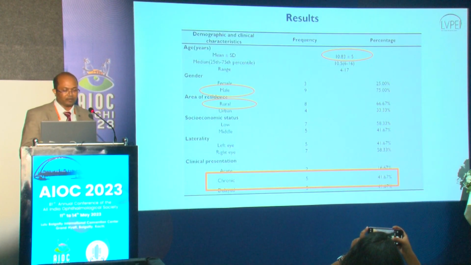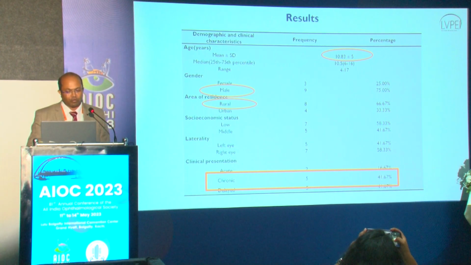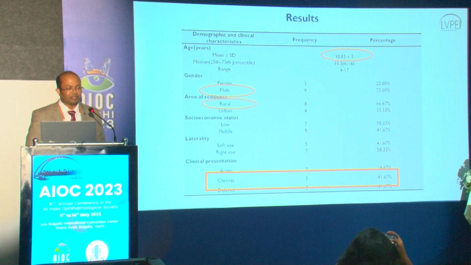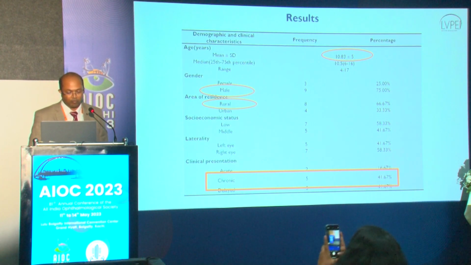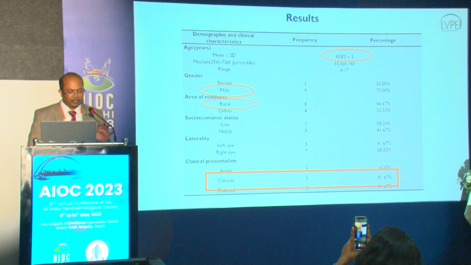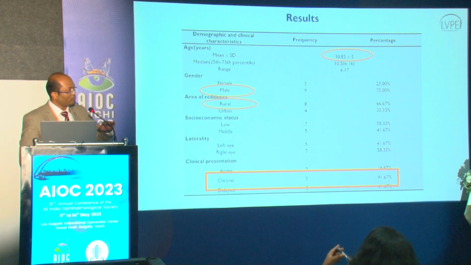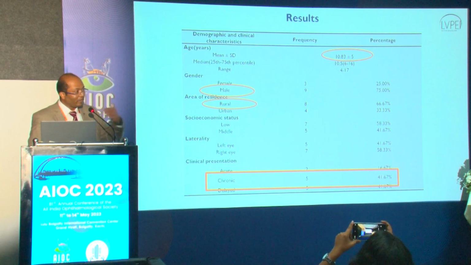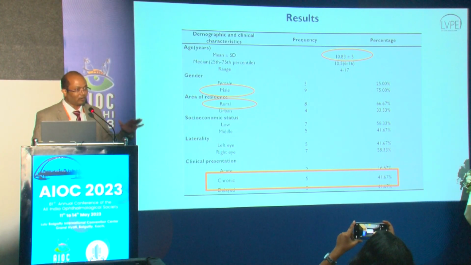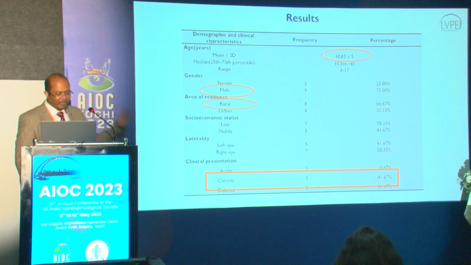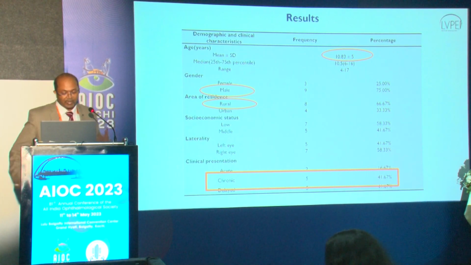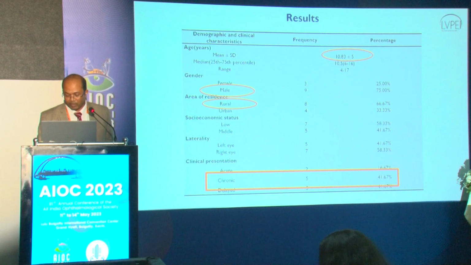If you look at the results, the mean age in this cohort was almost 10 years with a standard deviation of 5. Males were predominant, and the majority of patients were from a rural background. In clinical presentation, the chronic and delayed variety was more common in this cohort compared to previous literature. We usually assume they present as acute endophthalmitis, but it seems pediatric endophthalmitis is presenting as chronic or delayed endophthalmitis.